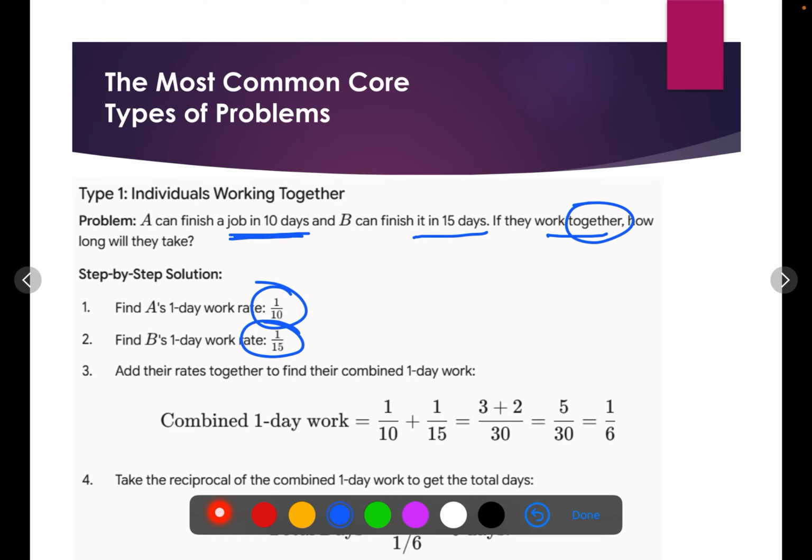Since they are working together, we'll add. So 1 by 10 plus 1 by 15 will give me 1 by 6 as an answer. So together they are completing 1 by 6 work in 1 day. So total time will be 6 days, the reciprocal of 1 day's work.